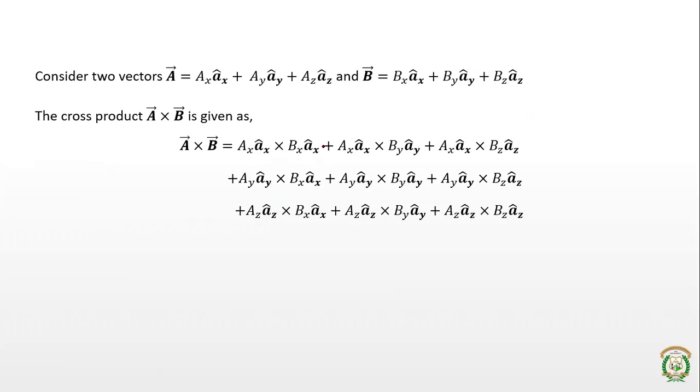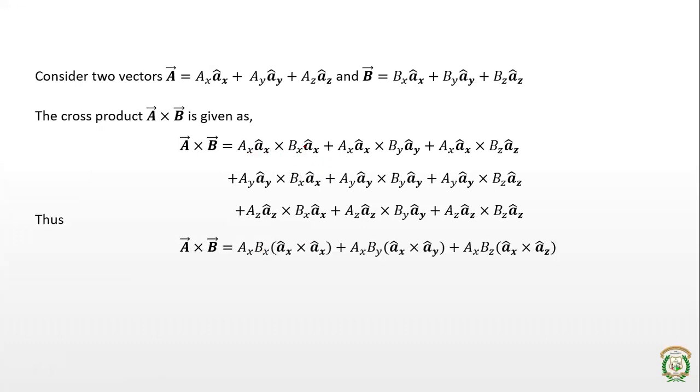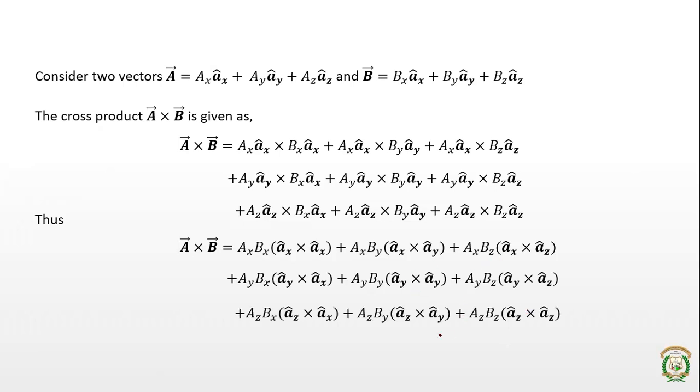So you will get a term which has the product, which has 9 terms, the sum of 9 terms. Now what you do, this cross product is working only on vectors. So you separate the scalar parts and vector parts. You can take it like this: ax bx multiplied by ax cross ax. Similarly, in all the terms you do that: ax by multiplied by ax cross ay. Okay, scalar terms you keep aside and vector terms you separate from them. So if you do it for all the 9 terms, you will get this.